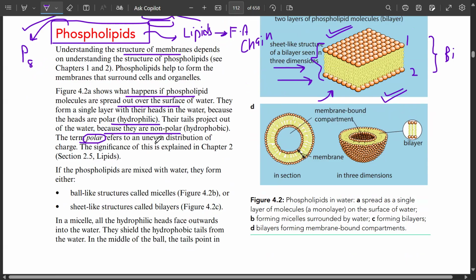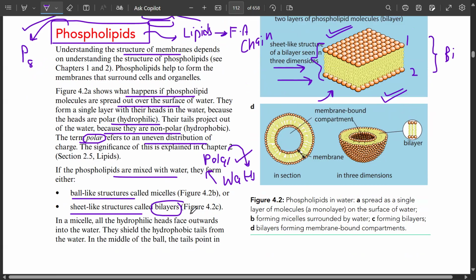Polar refers to an uneven distribution of charge. Polar means charged. And water is also polar. If water is polar and phosphate molecules are also polar, that is why they love each other. If the phospholipids are mixed with water, they form either ball-like structures or sheet-like structures known as bilayers.